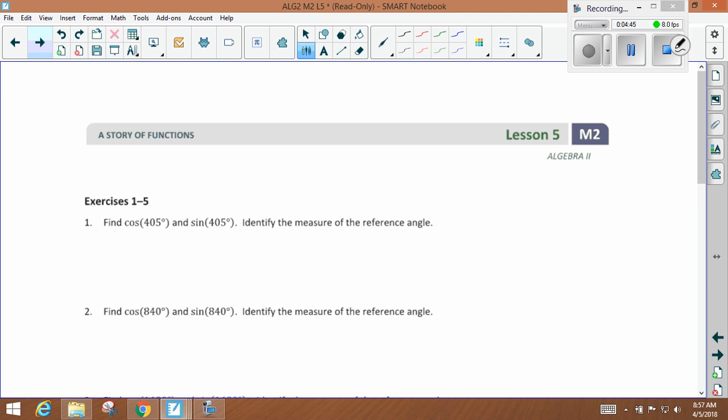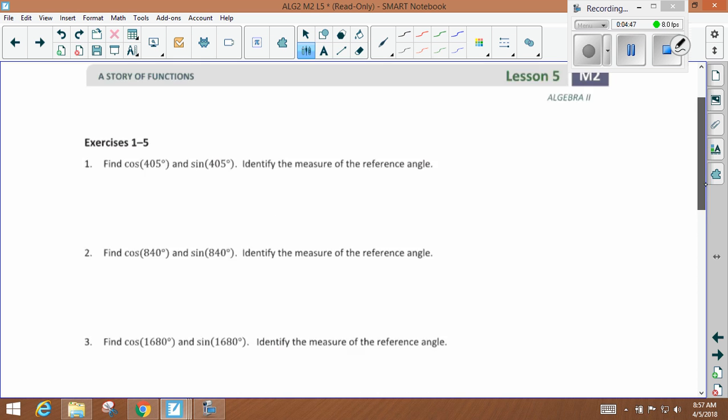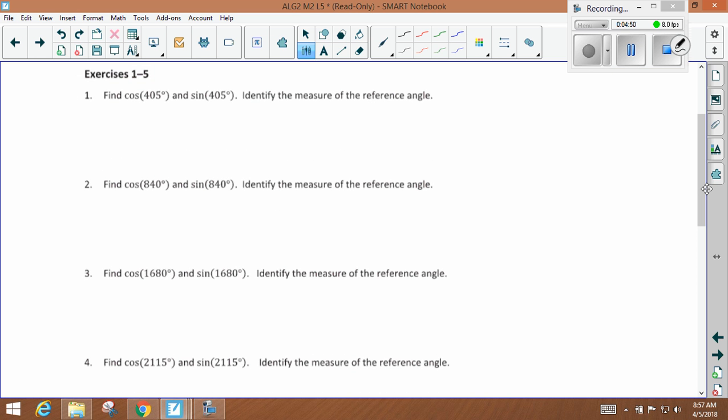So let's put this to use. Here we go. Let's find cosine of 405 degrees. And then we'll identify the measure of the reference angle. I'll refer to our unit circle, and you will too. Okay? Check it out. 405 degrees is more than one rotation around the circle, right? So what we got to figure out is how much more.